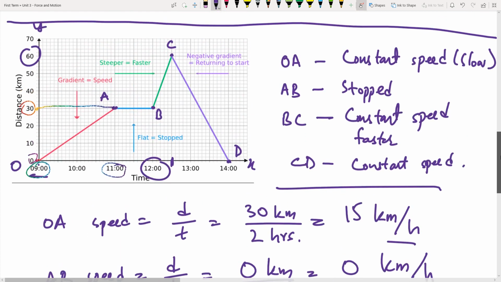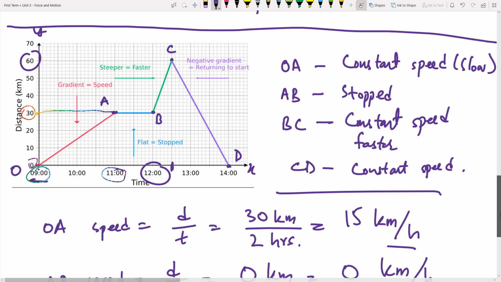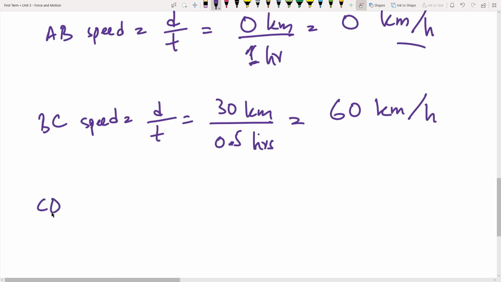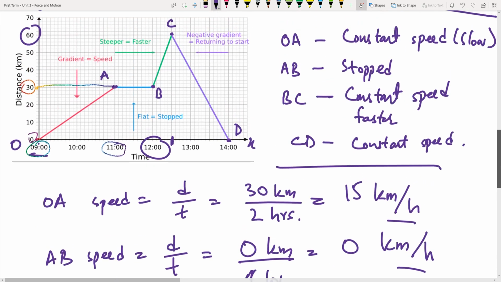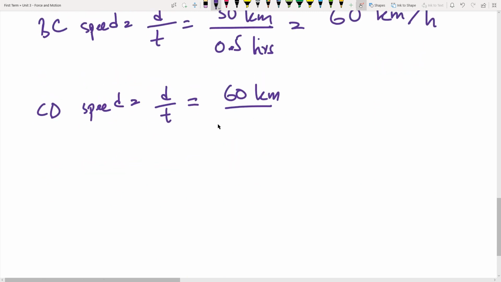For the final one, since it's a negative gradient, again, I told you from the final value to the initial value, right? So we're going to see a return. So it is going to be 0 minus 60. So what is the total distance for CD speed? It is going to be d by t. That is going to be 60 kilometers of total distance covered in how much amount of time? From 12:30 to 2 p.m., right? So that makes it 1.5 hours, right?